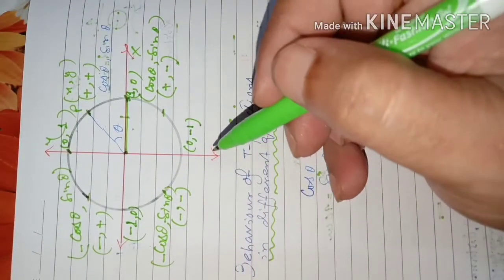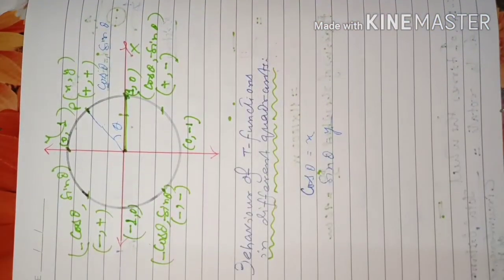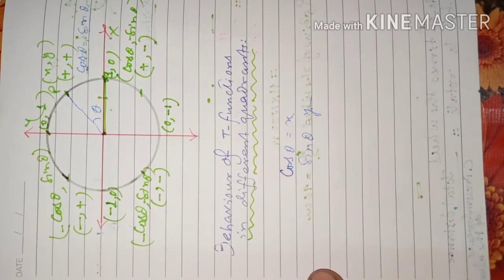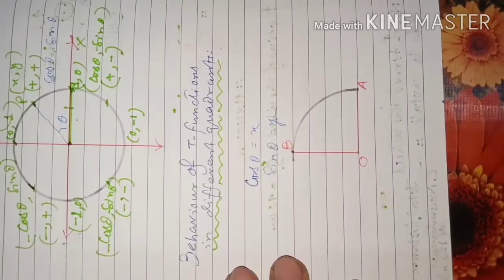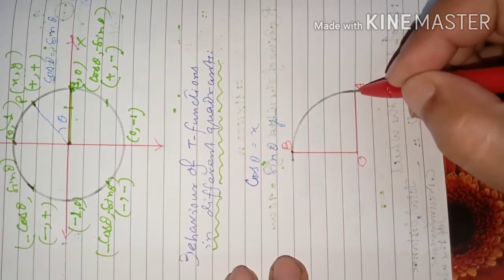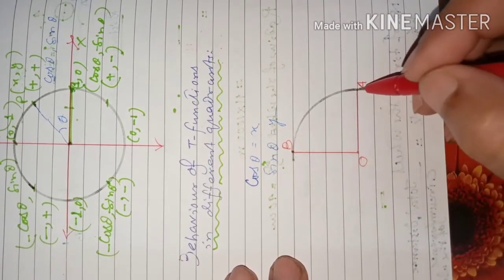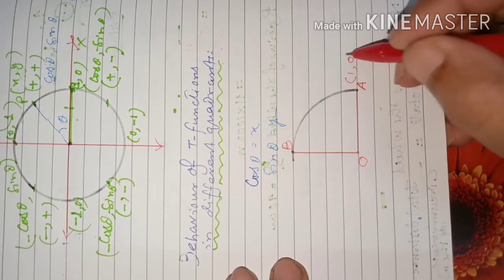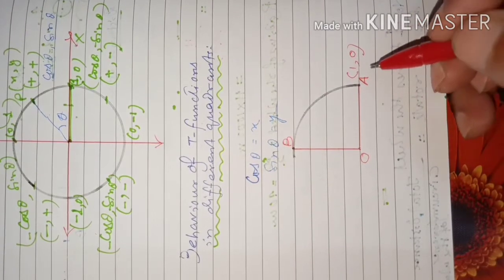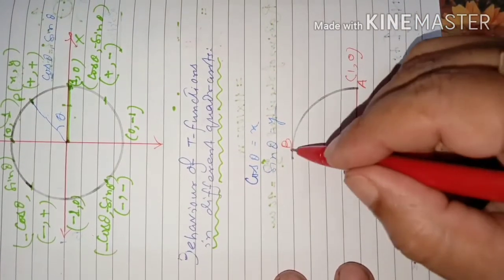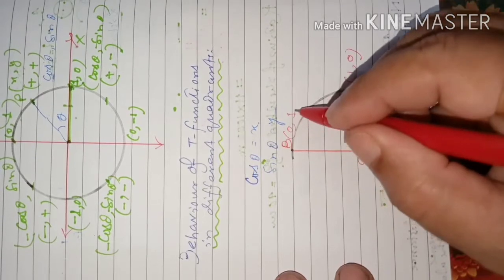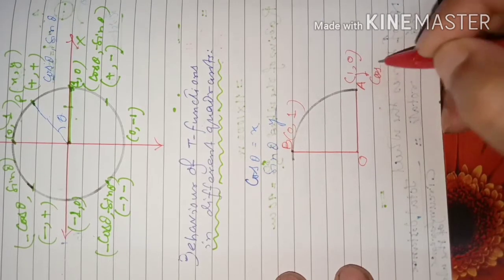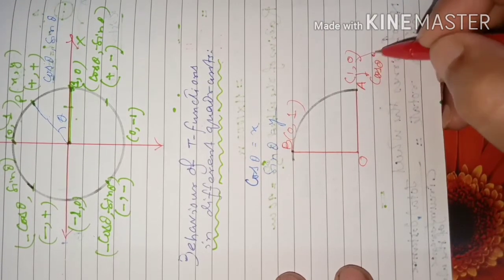Now dear students, I want you to observe the first quadrant's points of the unit circle. Just see this point which is on the unit circle: its abscissa is 1 and ordinate is 0. And here abscissa is 0, ordinate is 1. So this is the value of cos theta, and this is the value of sin theta.